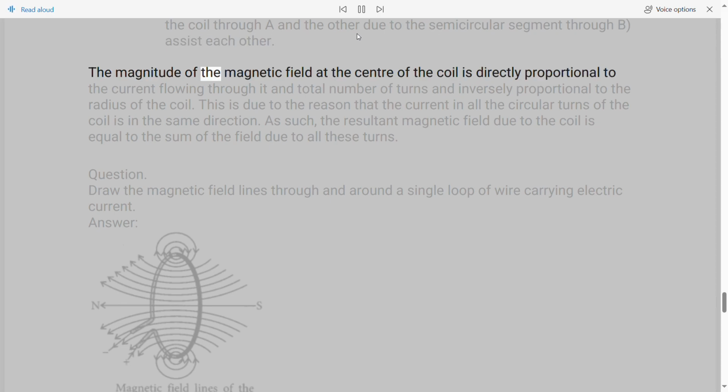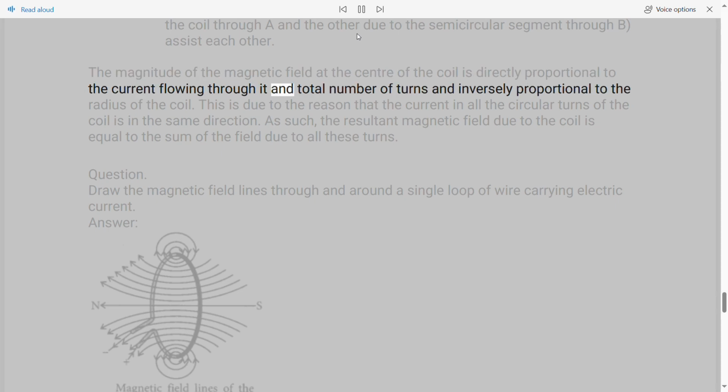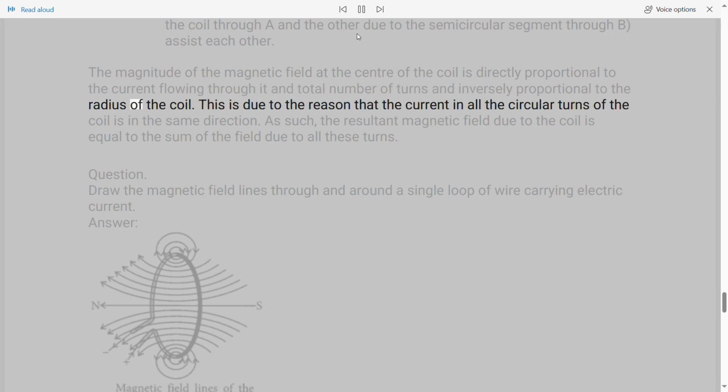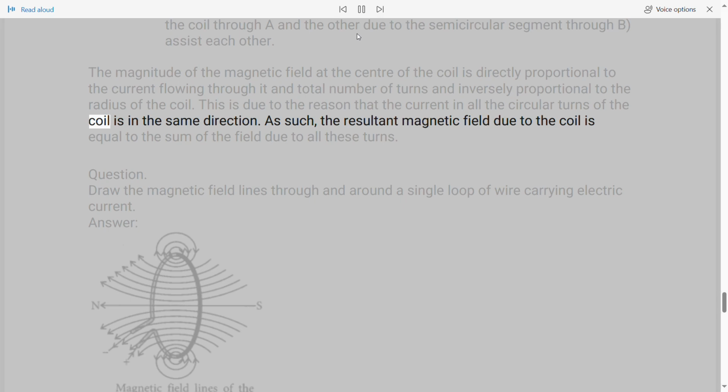Six, the magnitude of the magnetic field at the center of the coil is directly proportional to the current flowing through it and the total number of turns, and inversely proportional to the radius of the coil. This is due to the reason that the current in all the circular turns of the coil is in the same direction. As such, the resultant magnetic field due to the coil is equal to the sum of the fields due to all these turns.